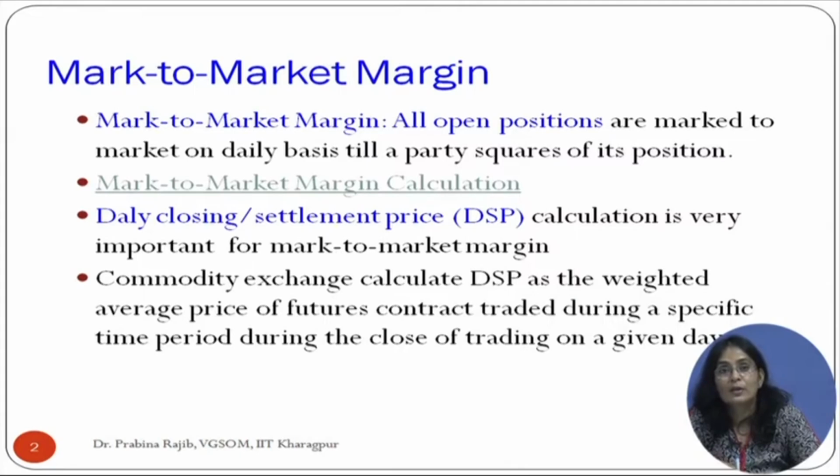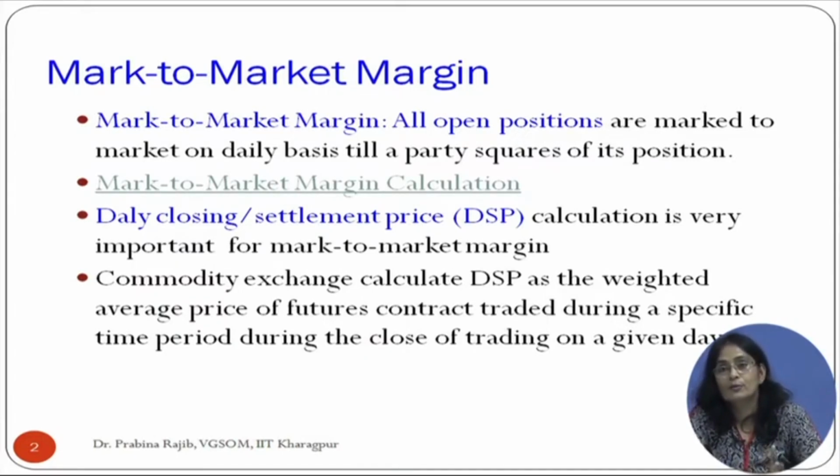So this is very, very important, because the daily settlement and closing price is the price based on which the mark to market margin is calculated. So daily settlement price is not the last trading price. Daily settlement price is the weighted average price of futures contract traded during a specific time period during the close of the trading for a given day. So it's not one price only, it is a weighted average price of some half an hour trades.